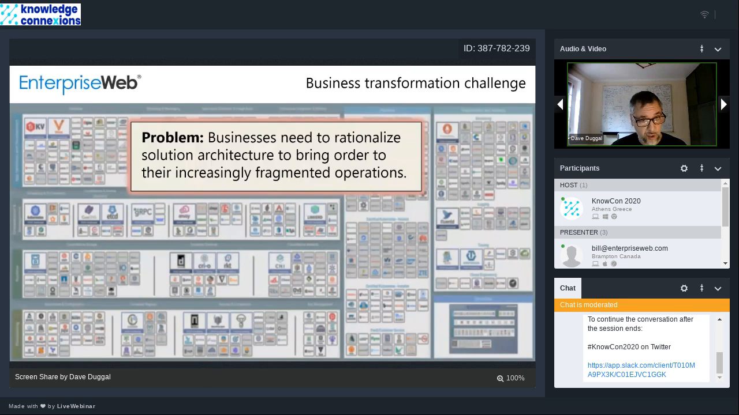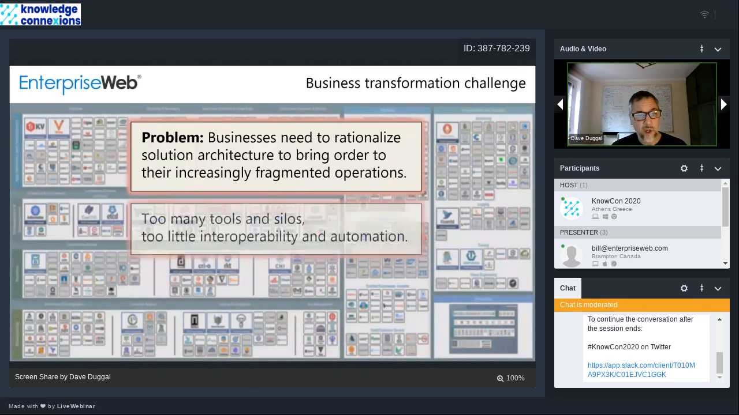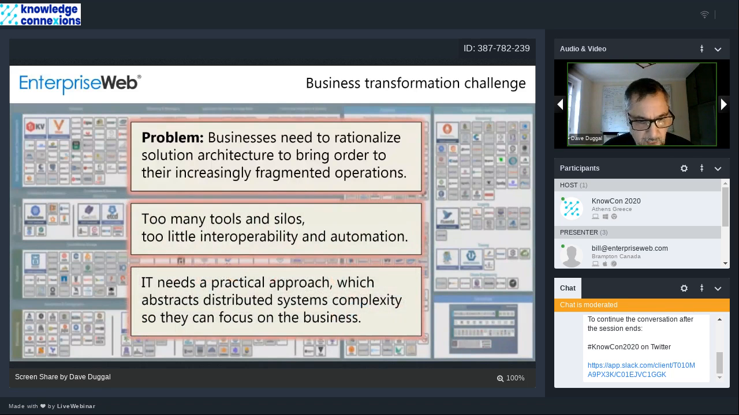And of course, our solutions, this is the problem space, and our solution space, which I'm going to focus on, is graph. So there are too many tools and silos, and too little interoperability and automation. So IT needs a practical approach which abstracts away this distributed systems complexity. It's just too darn hard, right? It's engineering, it's architecture, it's computer science, it's state management, it's reliable messaging.